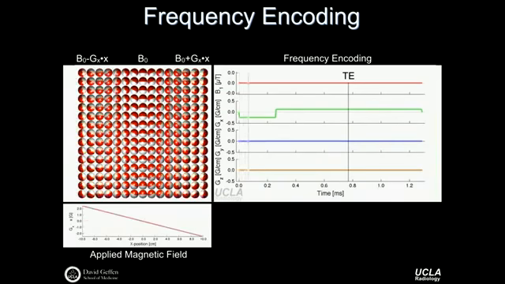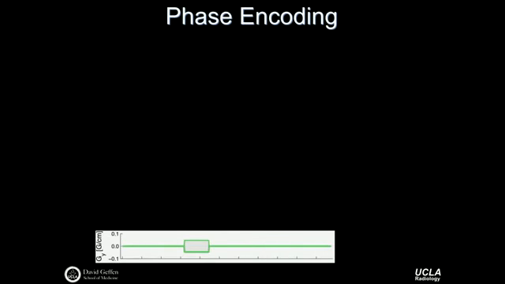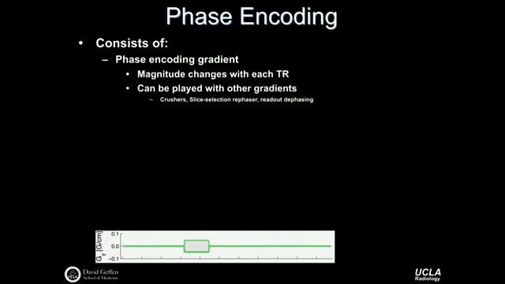Okay, so let's talk about the last component here, which was the phase encoding, and what does it do? Phase encoding consists of the phase encoding gradient, and the magnitude of that gradient is going to change with every TR. For every TR, we acquire a single echo. We have to get all of the echoes that fill k-space, and we do that by marching around k-space using the phase encoding gradient.